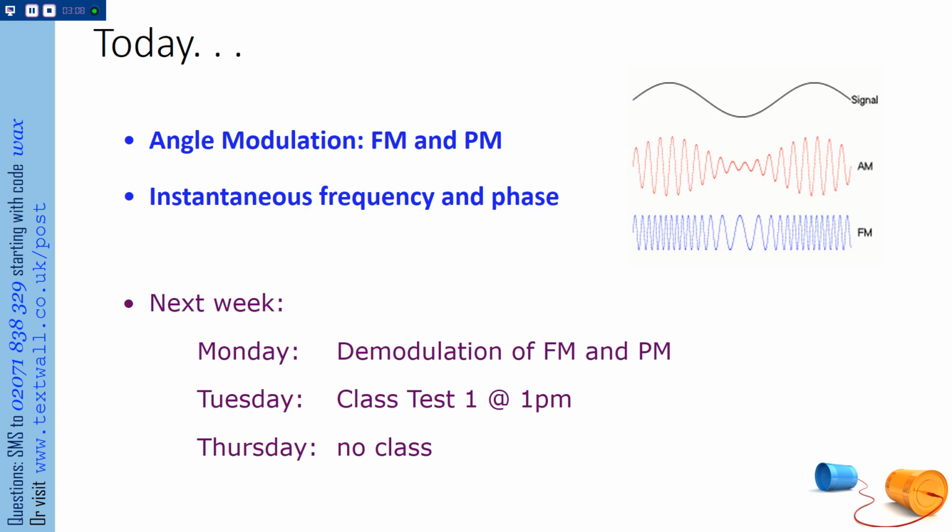So on Monday, we will carry on talking about frequency modulation, but we'll talk about demodulation. We'll also talk about bandwidth effects. On Tuesday, that's your class test. Okay, 1 o'clock on Tuesday is your class test. So we're going to meet twice next week. There won't be a class on Thursday. So we're going to meet on Monday for the demodulation, class test on Tuesday, nothing on Thursday.